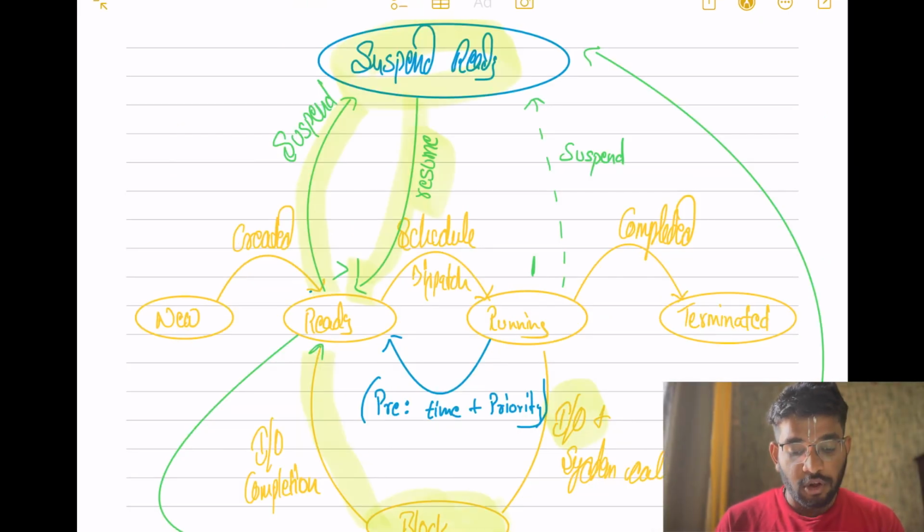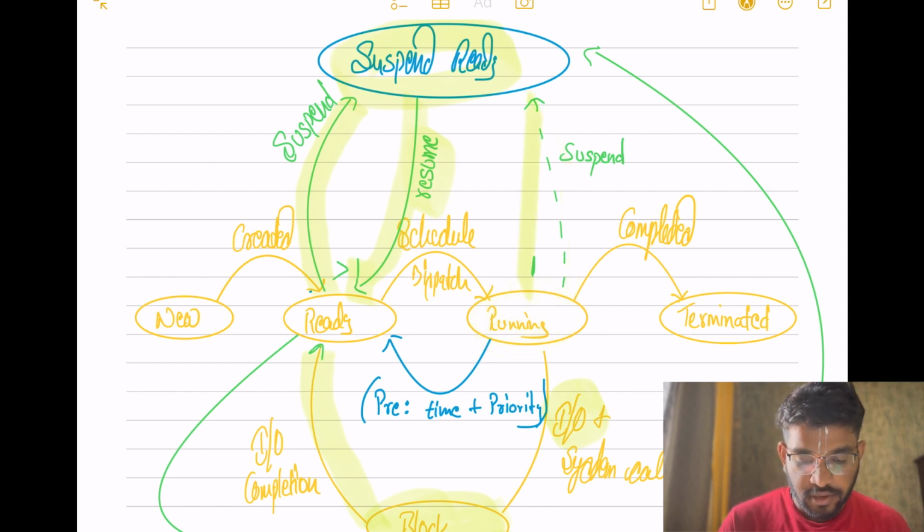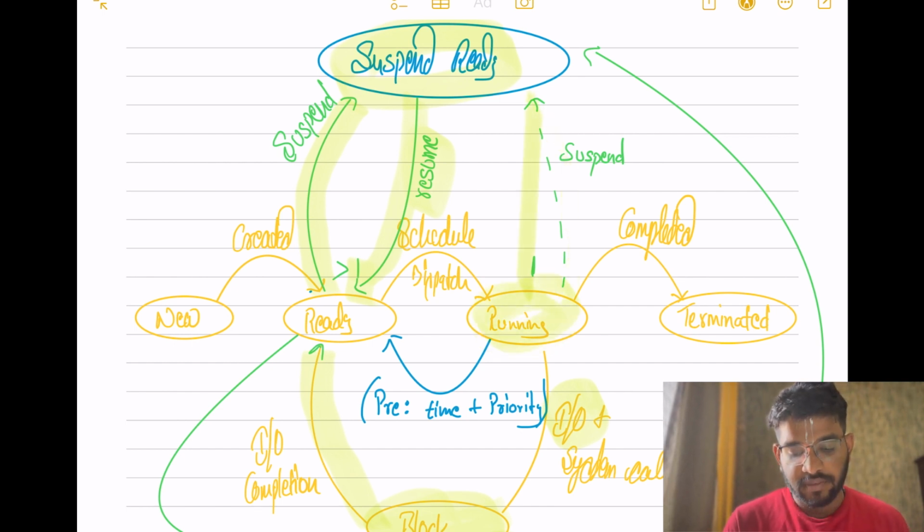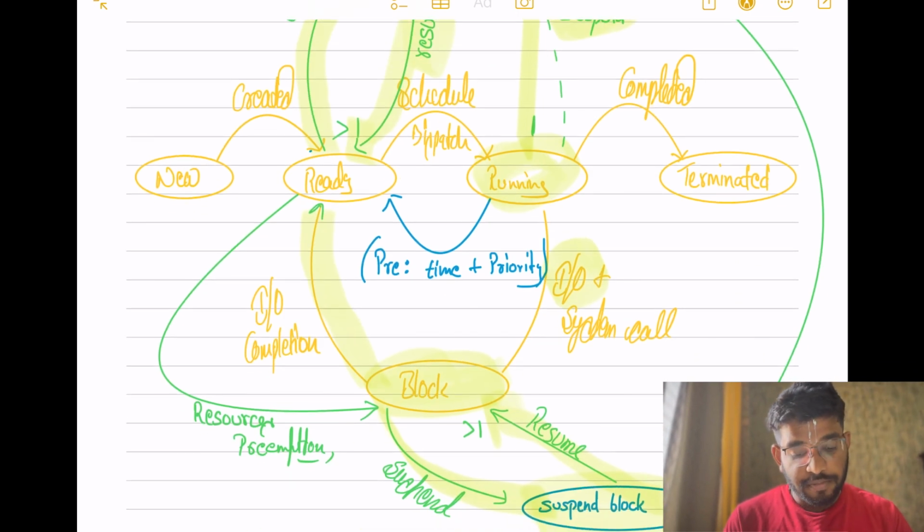And a process might also get suspended from the running state to the suspend ready state, but that is very rare, though in some books it is written. Resource preemption: while a process is in ready state and some resources get preempted, then it can move back to the block state.